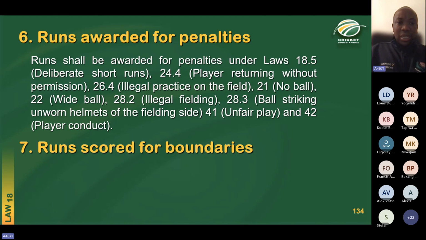And the ball striking an unworn helmet of the fielding side, which has been discarded behind the wicket keeper, that is also 5 penalty runs to the batting side. And in Law 41 and 42, which we do not cover in this course, but they are detailed in this presentation, they are forms of penalty runs awarded to both the batting side and the fielding side in those 2 laws.